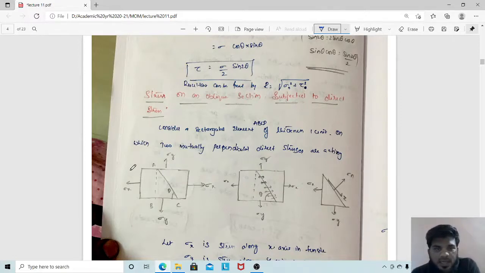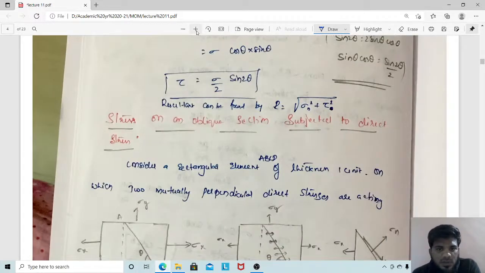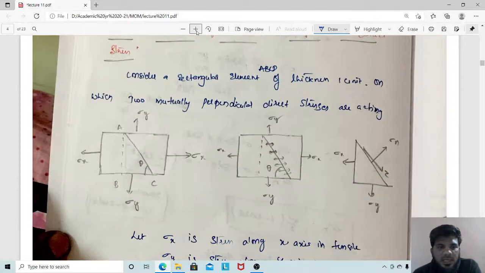So first of all, let us consider a rectangular section which has a unit cross section. We have already discussed unit cross section: it has a unit thickness going into the paper, normal to the surface, like this. So it has a unit area with around 1 mm thickness.